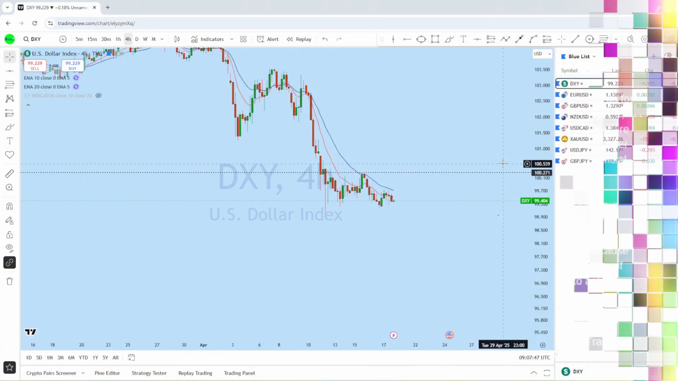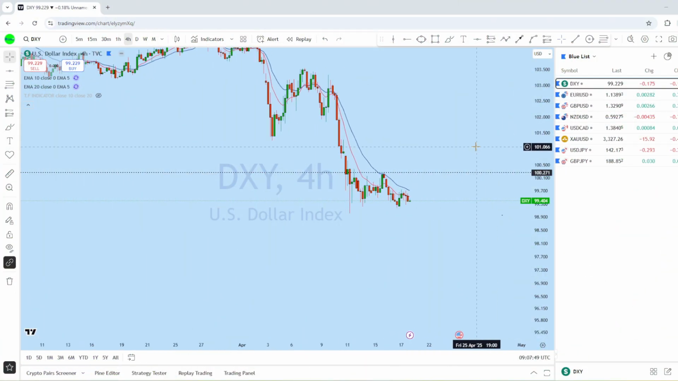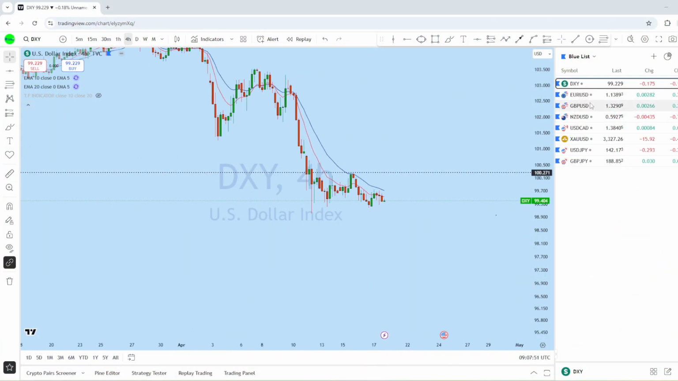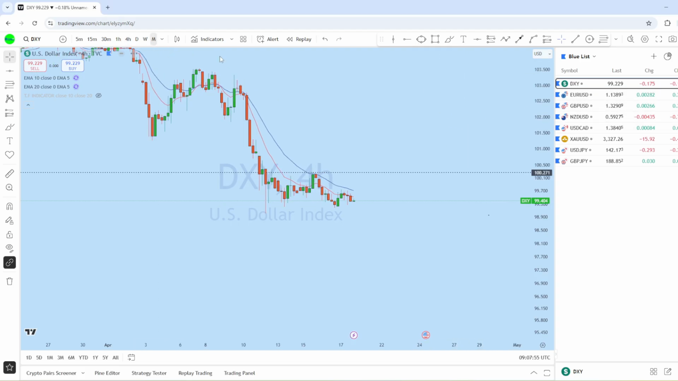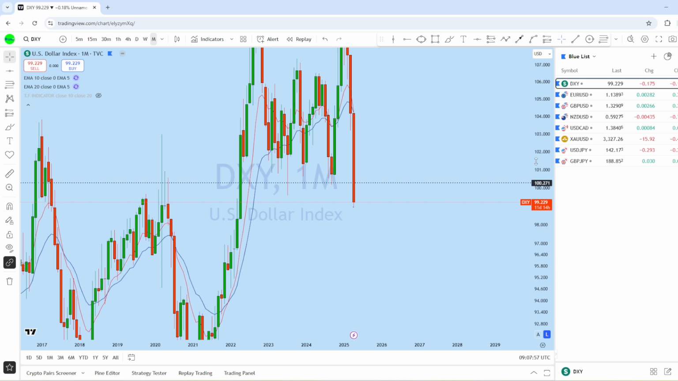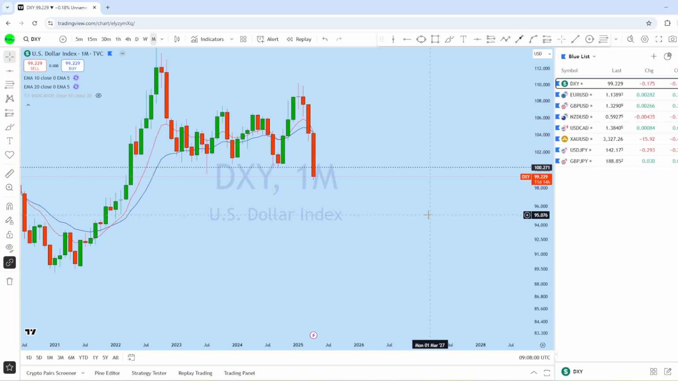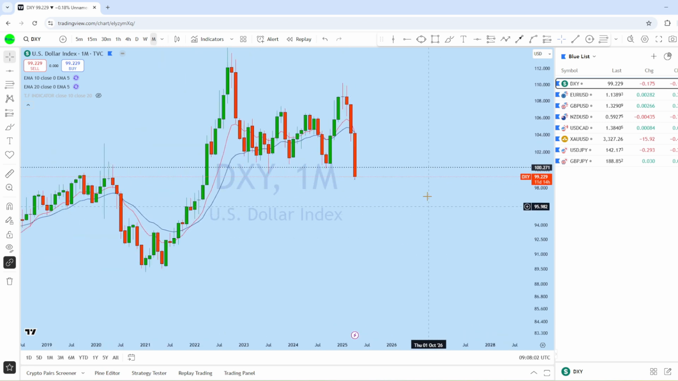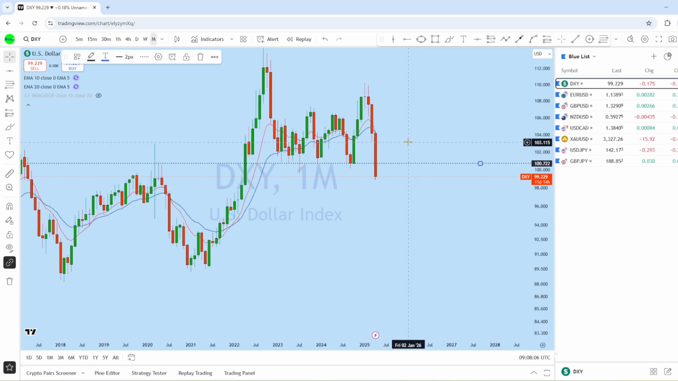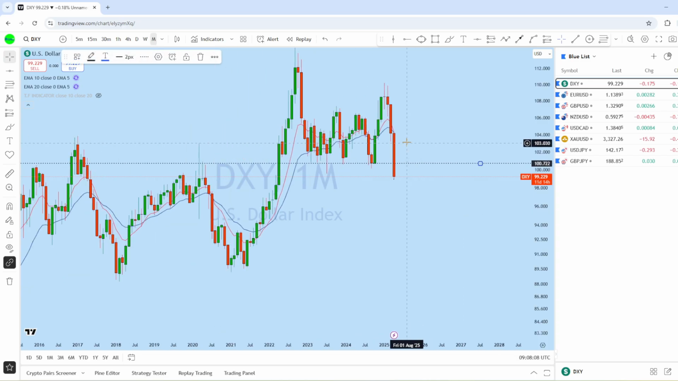Okay, so first of all, let's look at DXY, and then we will be looking at all those USD pairs that we can see on the list. Now, as usual, we will first look at the bigger picture to see the overall direction in this market.